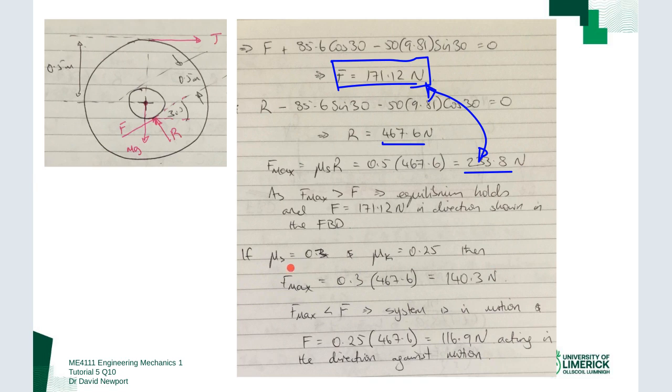Now, if I change the coefficient of static friction to 0.3 and dynamic friction to 0.25, nothing else changes. I haven't changed the loading conditions. So now my maximum friction force becomes 0.3 times this. So it's 140.3. And I need 170 to hold it there. So now the system is going to be in motion, and we're going to have kinetic friction. So it becomes 0.25 times the reaction force. That gives me 117 newtons. And again, it is acting in the direction against the motion.